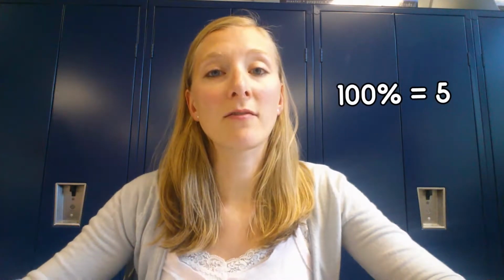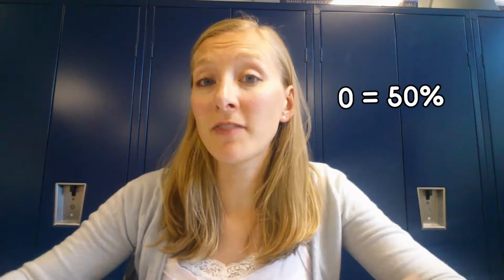So how is that going to look in the grade book? Well, instead of it just being like a 0, a 5, a 3, those are going to correlate to a percentage. So if you got 100%, that correlates to a 5. If you have a 0, that would be correlated to a 50%.